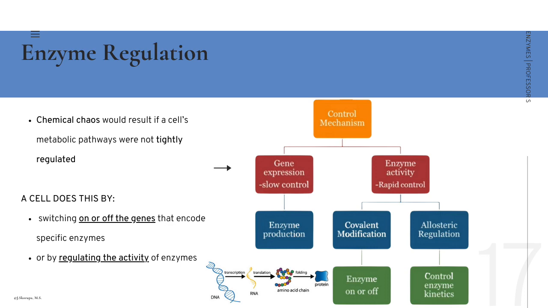Altering the activity of enzymes that are already made is a more rapid form of enzyme regulation. These are things that we do to the actual enzyme that affect its activity. We can make covalent modifications to turn the enzyme on or off, and we can utilize allosteric regulation to control enzyme kinetics. We're going to focus on rapid control of activity and allosteric regulation for the rest of this lecture.